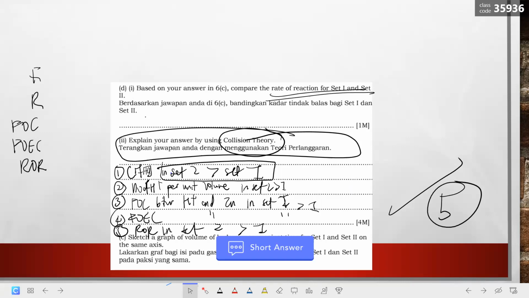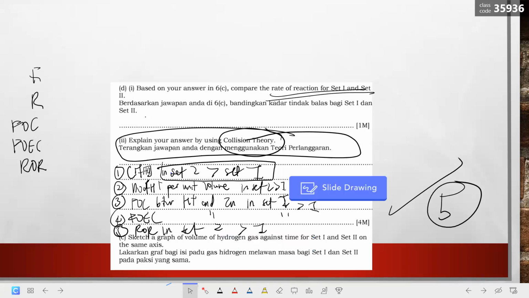Okay. You all got the readings, right? I want to see your drawing. What will you first do? Label, actually. Correct. Okay, what's my label for my y-axis? The volume of hydrogen gas. And what is my unit? CM3. Very good.